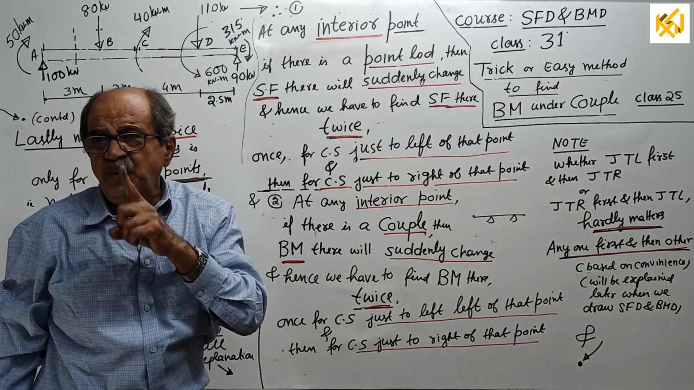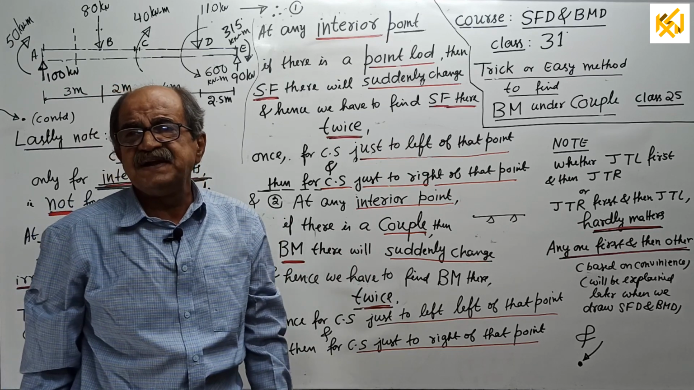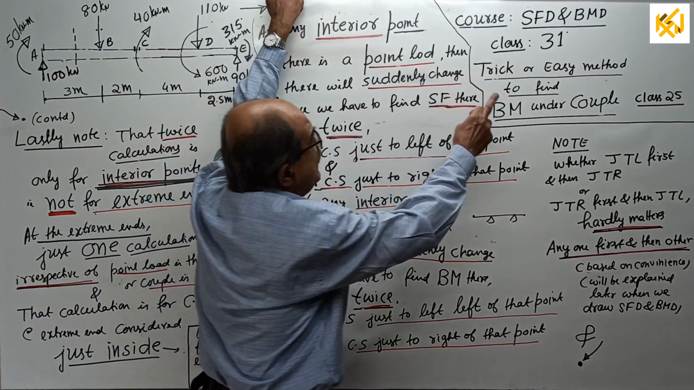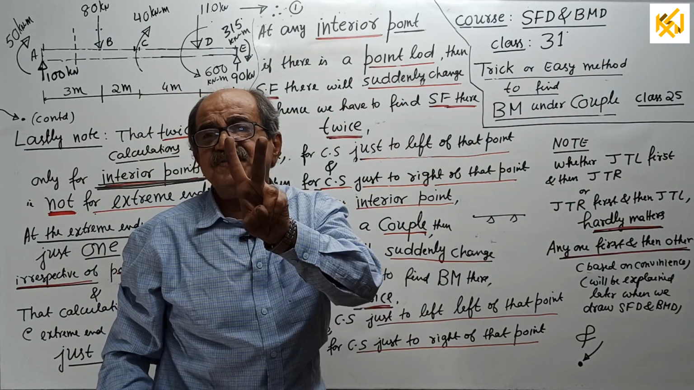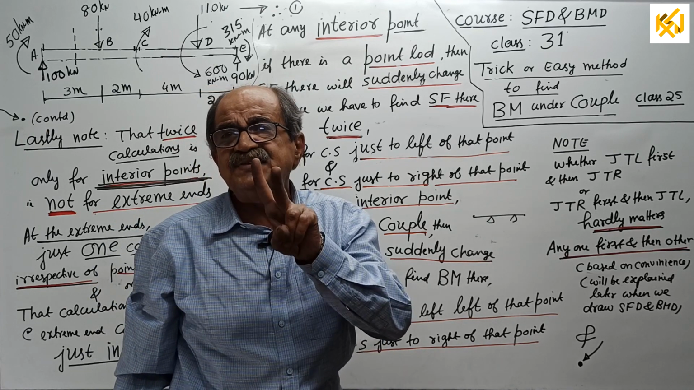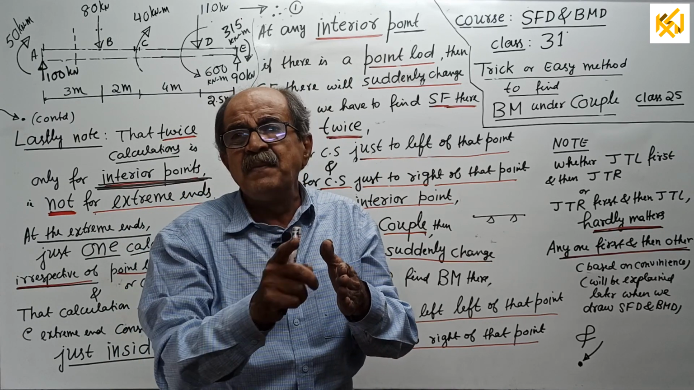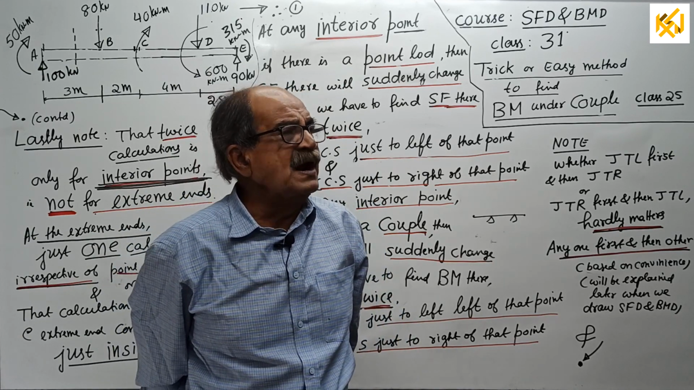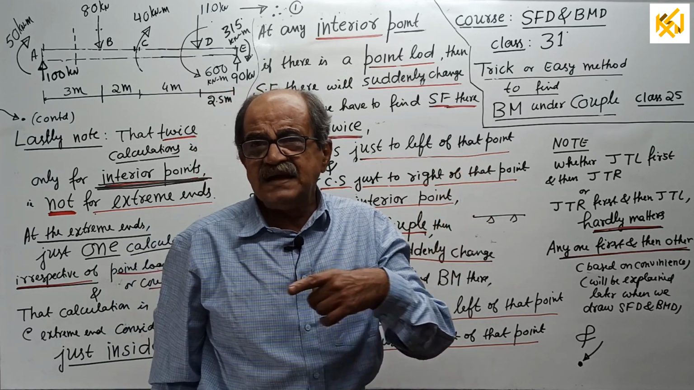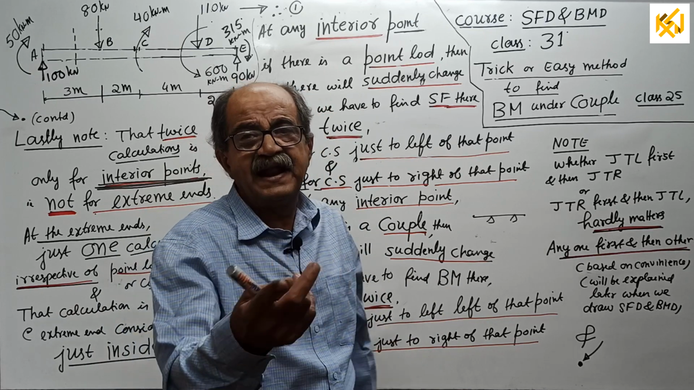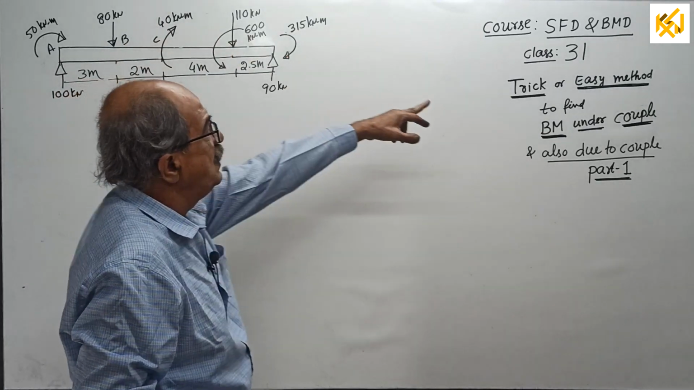A systematic way is there to avoid confusion, or to get 100% clarity, on how to find bending moment under a couple. That is when you have to find BM twice. When you find BM twice at an interior point where a couple is acting, how to find the BM once just to the left and then once just to the right, either one first, with no confusion. I will explain and make it clear in the second round. Now, the beam with the given data is entered here. I wrote it once again here also.